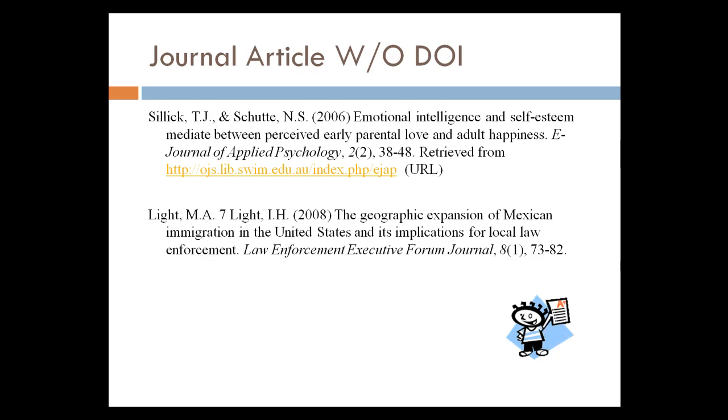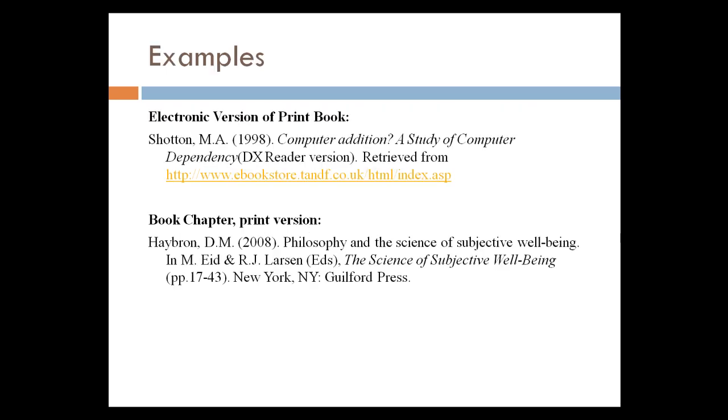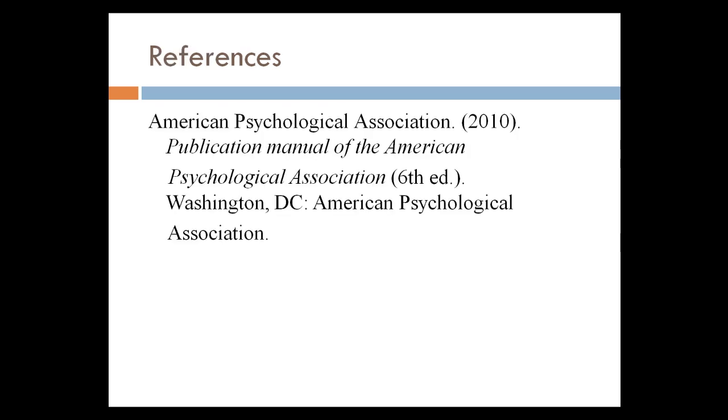Here is an example of citing an article without a DOI number but using the URL. Here is an example of citing an ebook and a chapter of an ebook. The references for this slide presentation came from the APA Manual 6th edition.